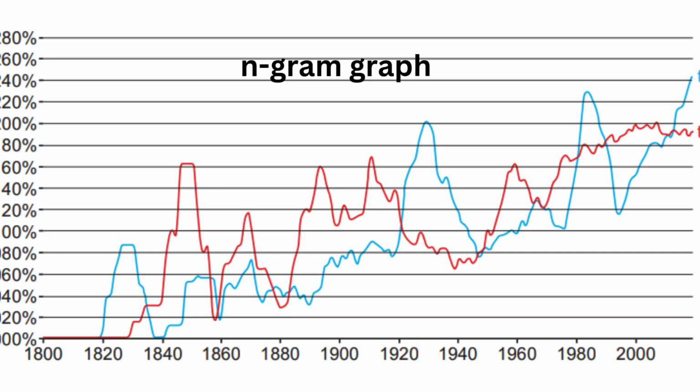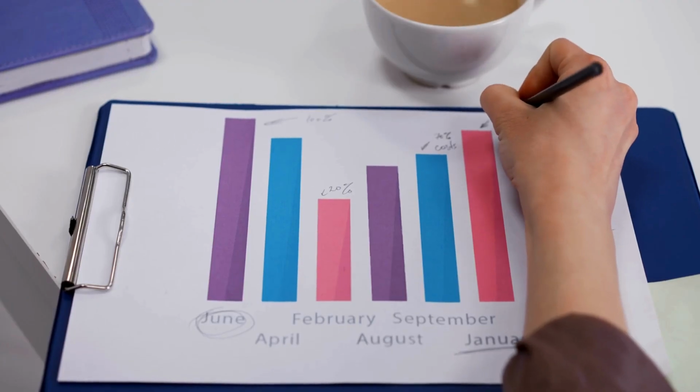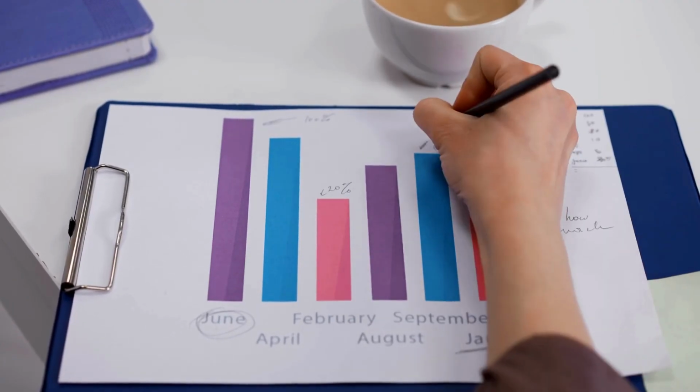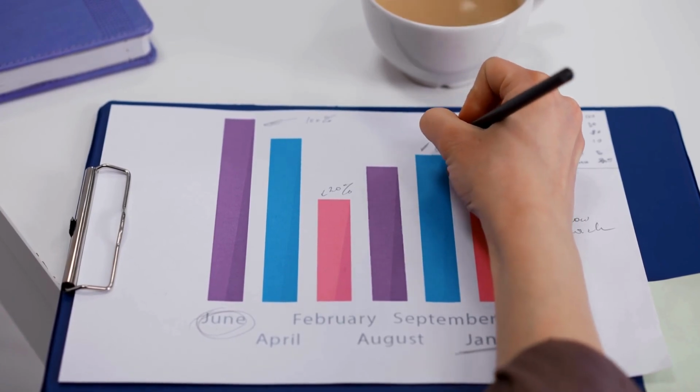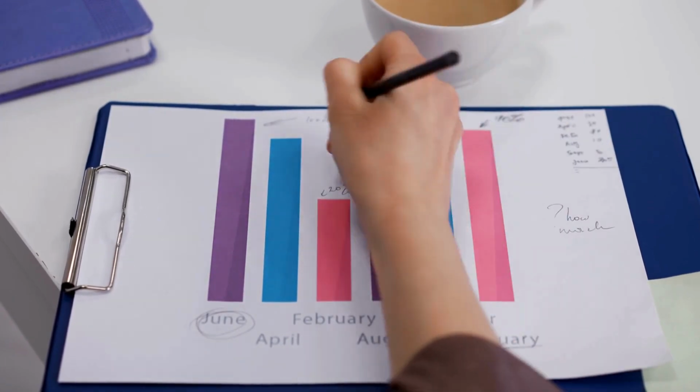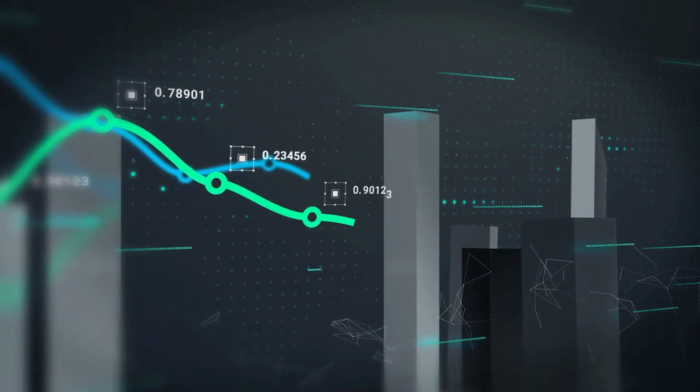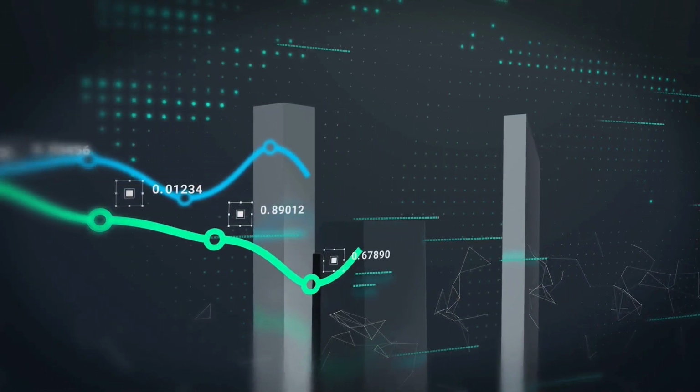One powerful tool is the n-gram graph. This tool allows us to visualize the frequency of words or phrases over a specified period. By plotting these frequencies on the graph, we can observe trends and patterns that reveal how language usage has changed. In this video, I'm going to talk about all the n-gram graphs that were given in March, May, June, October, November 2024 past papers.